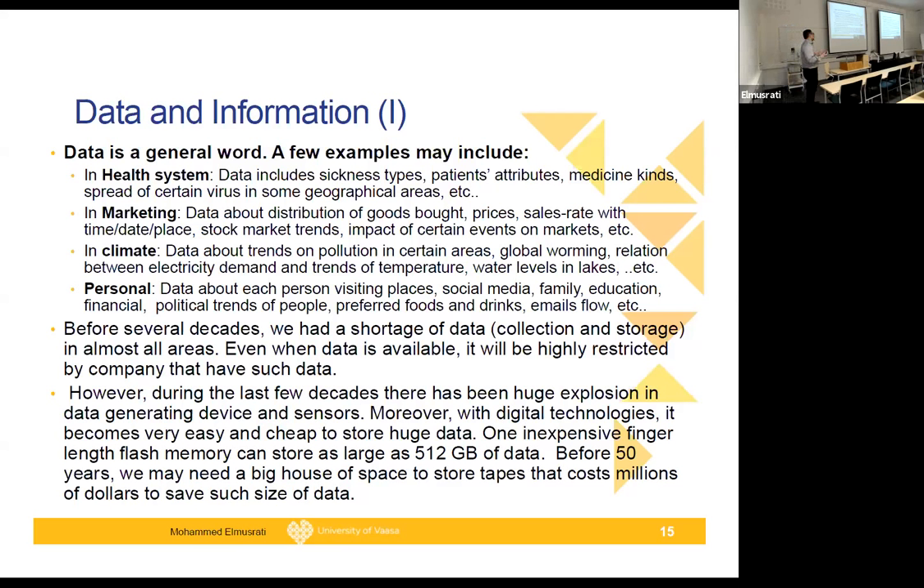Now we have a lot of data, and this data contains information. Nowadays, because of the development of electronics, it becomes very easy to store data. For example, you can get a flash memory with 5 to 12 gigabytes of data. It is very small, you can carry it in your pocket. Fifty years ago, you needed a house-sized machine to carry some information. So data becomes easy to collect.